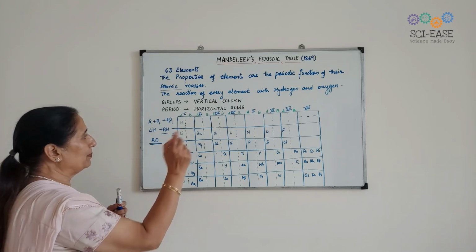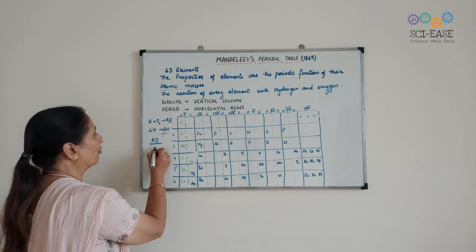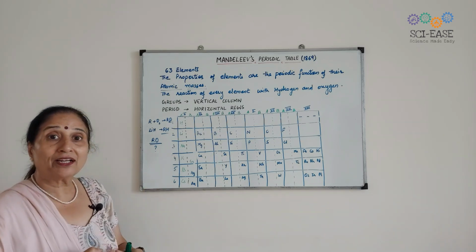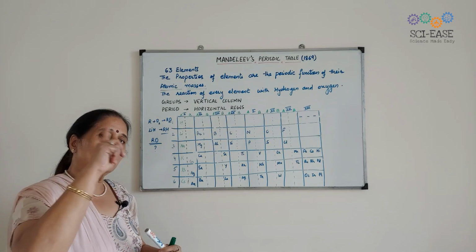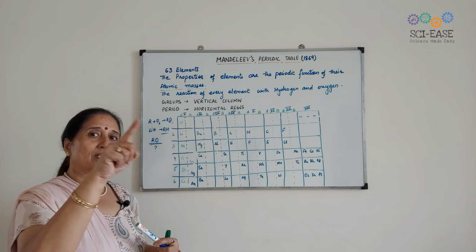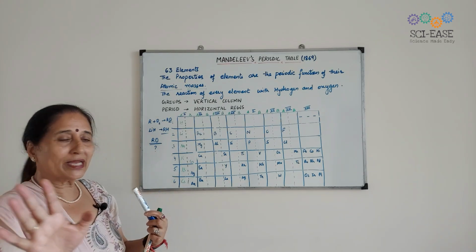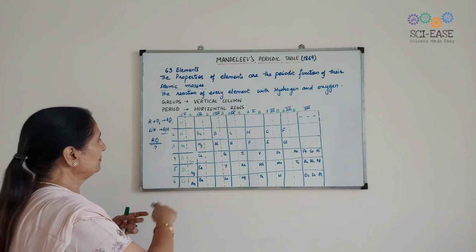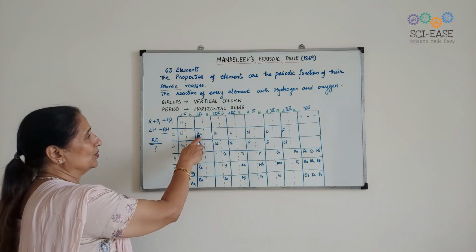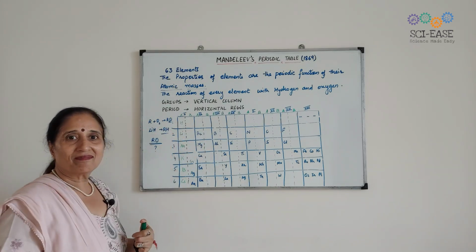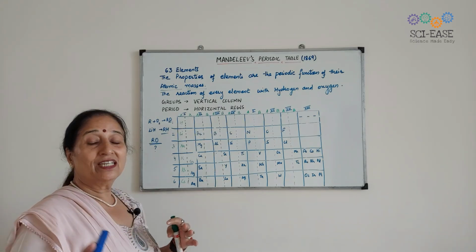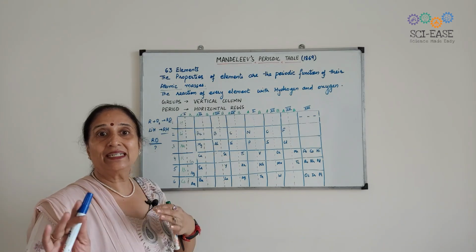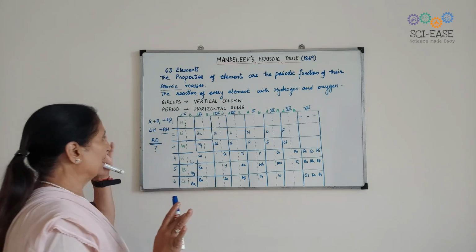And tell me, what will be the formula of the hydride? That you will write in the comment section. Taking into account the valency of oxygen as -2, and here also the valency is +2, so what type of hydride or oxide is formed, you will tell me.